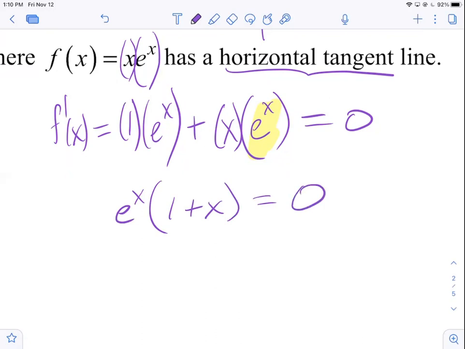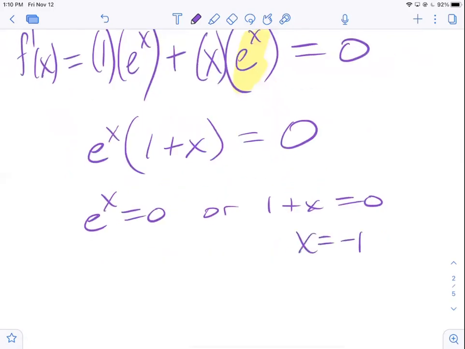Now the zero product property says that either e to the x equals 0 or 1 plus x equals 0. Let's do the linear one first. 1 plus x equals 0 when x equals -1. Is e to the x ever 0? No. You're not going to take a numeric base and raise it to any power and make it 0. It can approach 0, there's a horizontal asymptote there, but it's never 0. So this piece has no solution, but we do have 1 x value.